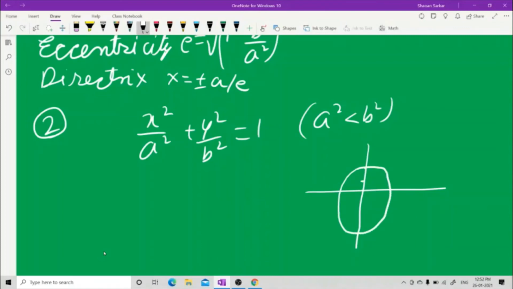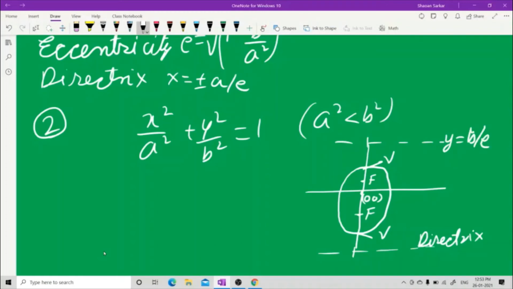Here is one focus. The other focus is here. This is 0, 0 center. And this is the vertex V. This is the vertex V. The equation of the directrix is this. This is the directrix. One is here. The other is here. Here it will be y equal to b by e. And here it will be y equal to minus b by e.